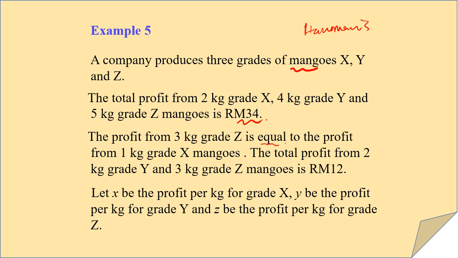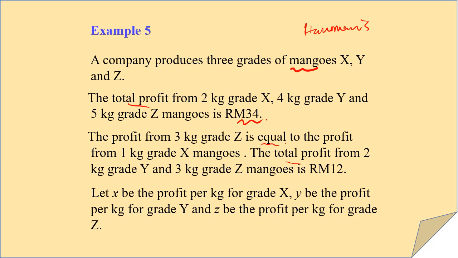You don't have total profit here. Okay. The next sentence, the total profit from 2 kg Y and 3 kg Z mangoes is RM12. Okay, so we have a total profit here. Two total profits. Let X be the profit per kilogram for grade X and Y be the profit per kilogram for grade Y and Z be the profit per kilogram for grade Z.